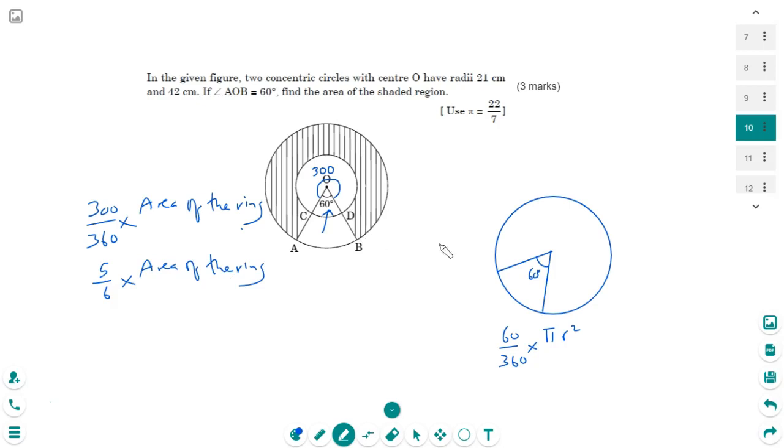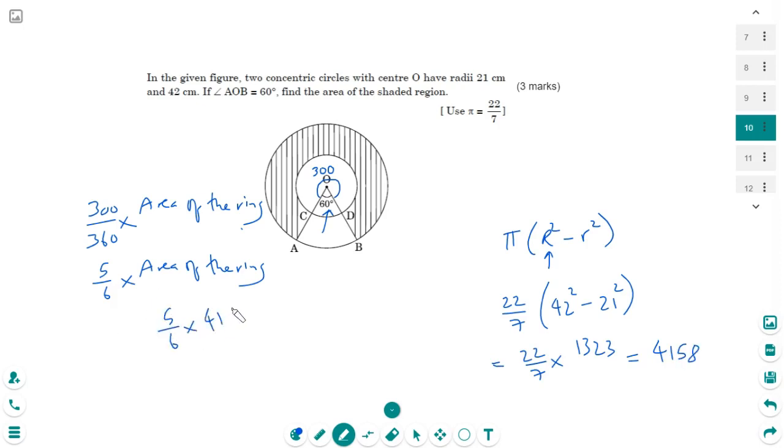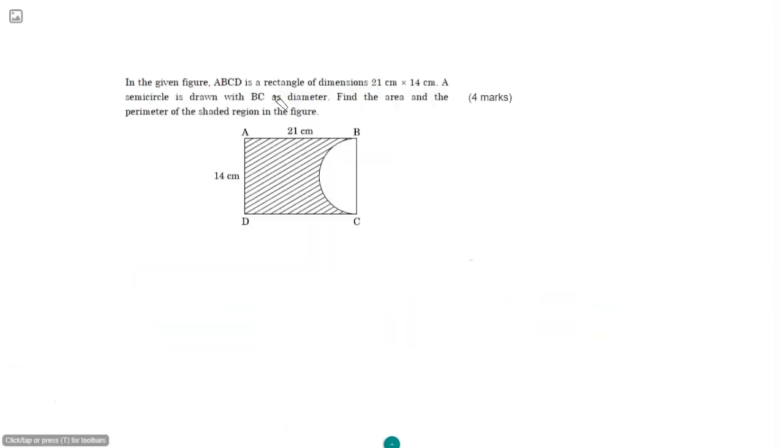So first we need to find the area of the ring. You know that area of the ring is pi into capital R squared minus small r squared, where capital R is the outer radius and small r is the inner radius. So here it's going to be pi, which is 22 by 7, into 42 squared minus 21 squared, because in the question they have given the radii as 21 and 42. Now if you simplify this, you will get 4158. So the required area is 5 by 6 times 4158, which is equal to 3465 centimeter square.